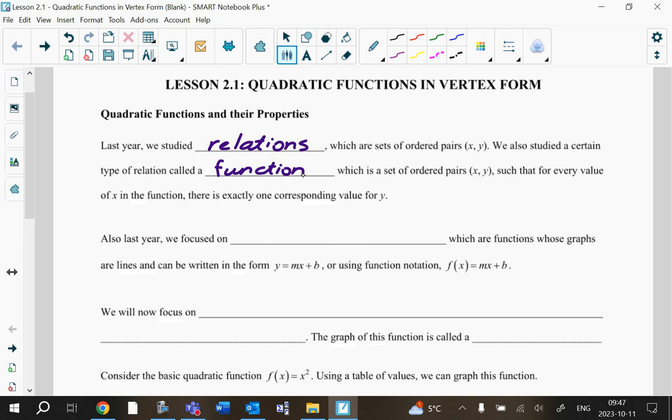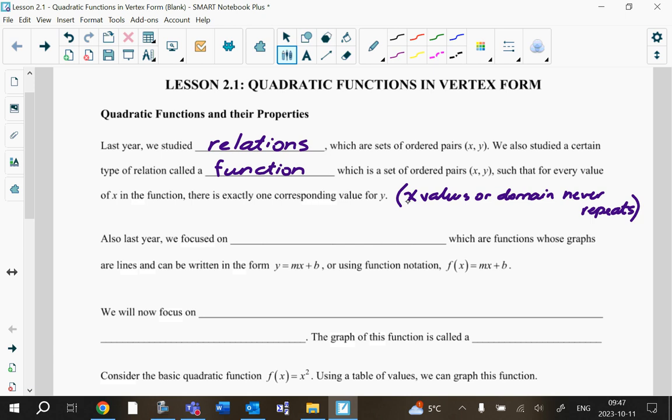X values, or we learned this word last year, domain. Never repeats. That was the way that we talked about how we can tell whether a relation was a function or not. We looked at all the x values, and if we saw more than one of the same one, it's not a function. If they were all different, it is a function.